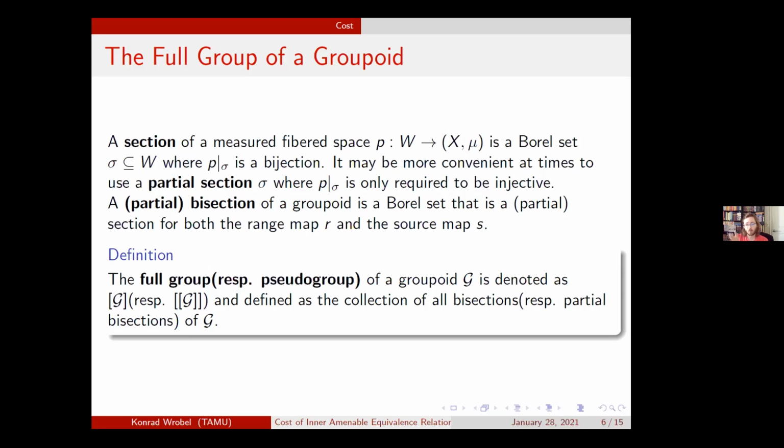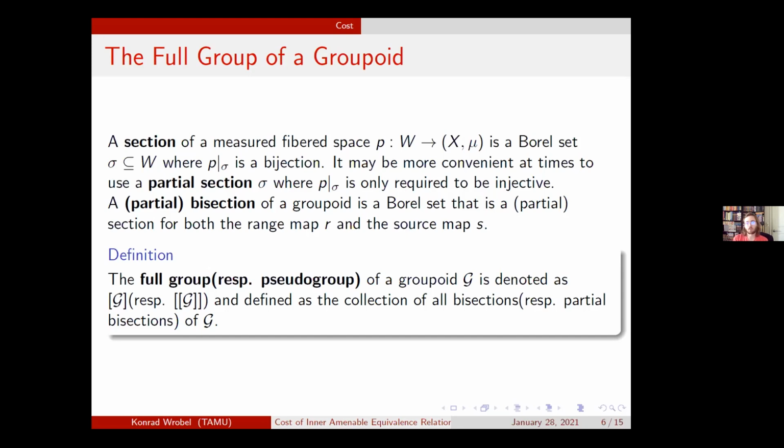In our case, we have two different fiberings, relative to the range map and relative to the source map. So we can ask for a section to be a section for both maps, in which case we call this a bisection. And we define the full group as the group of all bisections. It's the collection of all bisections. It's a group under composition, taking inverses, and so on.